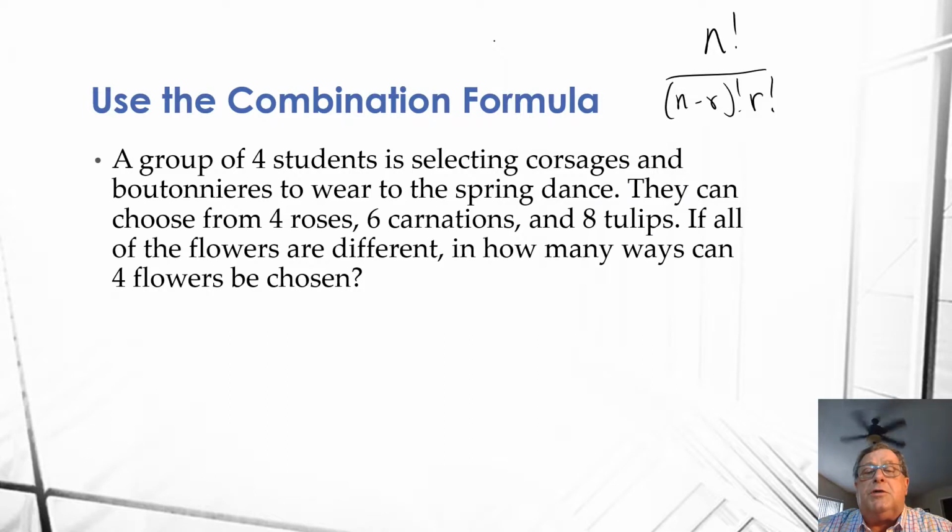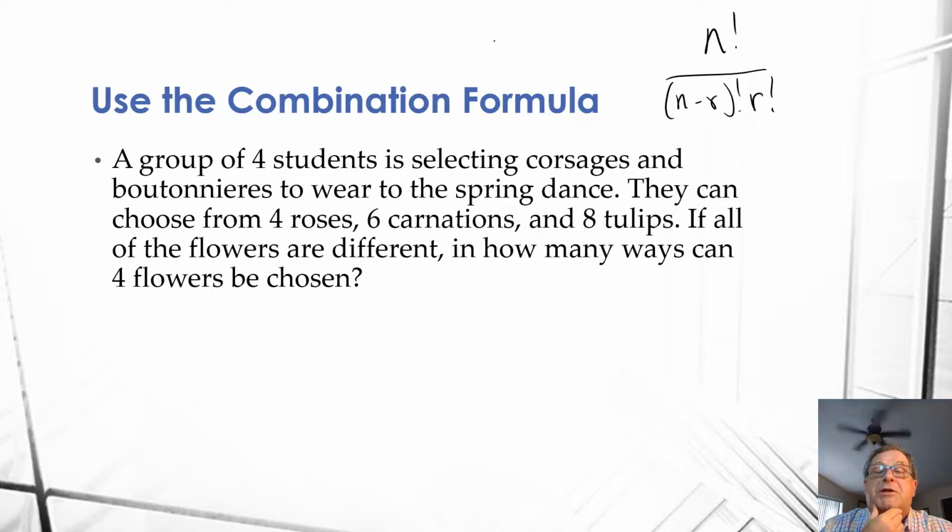A group of 4 students is selecting corsages and boutonnieres to wear to the spring dance. They can choose from 4 roses, 6 carnations, and 8 tulips. If all the flowers are different, in how many ways can 4 flowers be chosen?